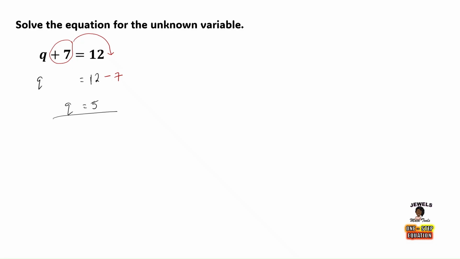And as always, if you've seen any of my other algebra videos, you know I like to always check my solution before I move on any further. So if I'm saying that q is equal to 5, then that means that in my equation, when I replace q with 5 and add it to 7, it should equal 12 to make my solution valid. And in this case, it does, so that means that my answer of 5 is the correct answer for my equation.